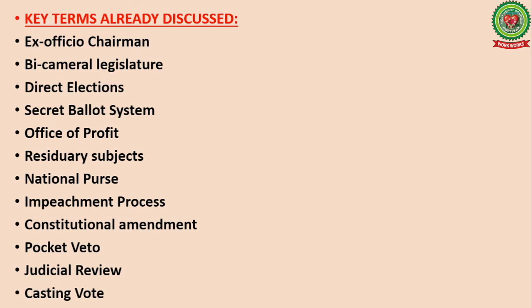And the last is casting vote, means that this power is with the Speaker of the Lok Sabha in India and the Speaker of House of Representatives in the US Congress, where in normal circumstances they don't cast vote, but in case of tie they vote. So this vote decides the matter. This is called the casting vote.